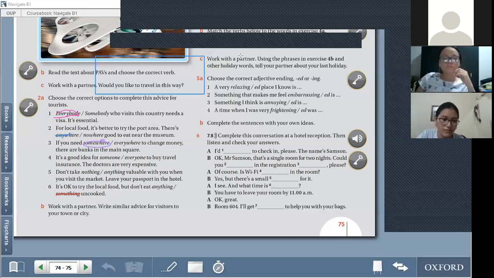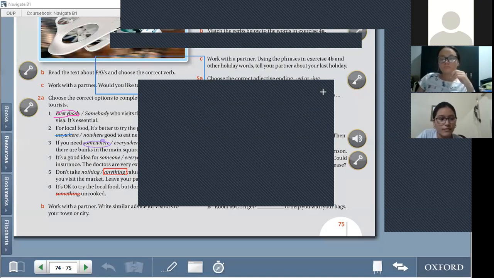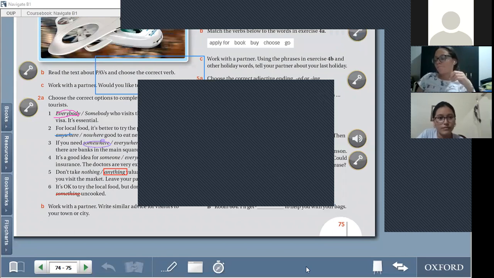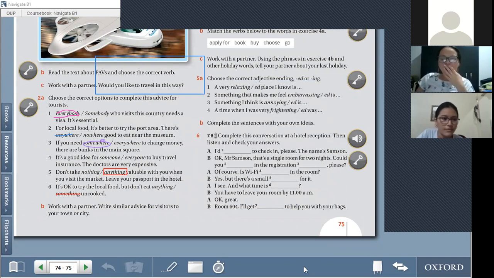Try to cross out the one that you feel is... Okay, I'm really sorry. Give me a second. Okay. What about number 4? Someone or everyone? It's a good idea for someone to buy travel insurance. The doctors are very expensive. It's a good idea for everyone to buy travel insurance. The doctors are very expensive. What do you think? Someone or everyone? Who do you think we are recommending this? Someone, one person, everyone, like everybody. Priscilla says everyone, okay?